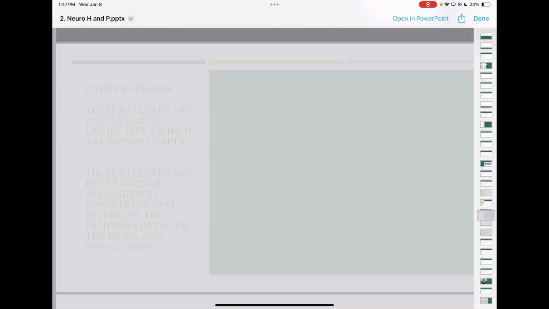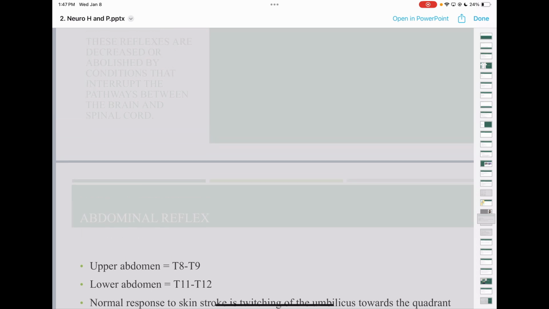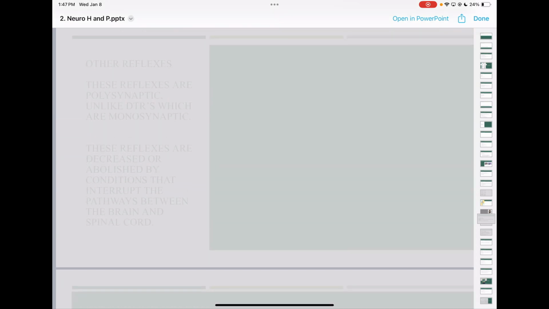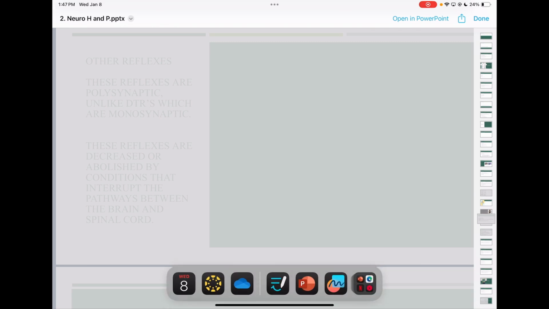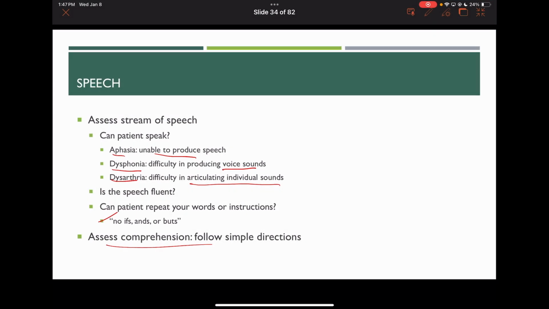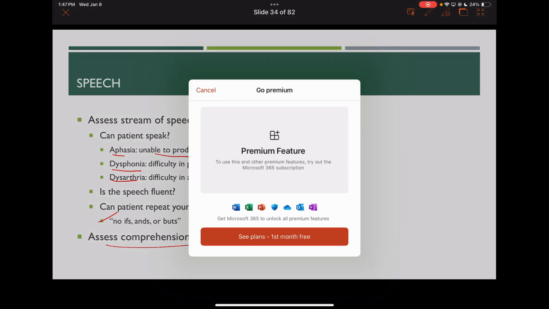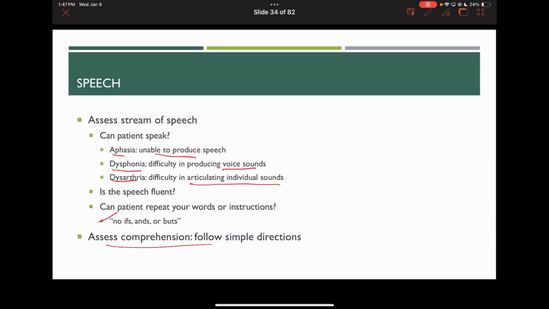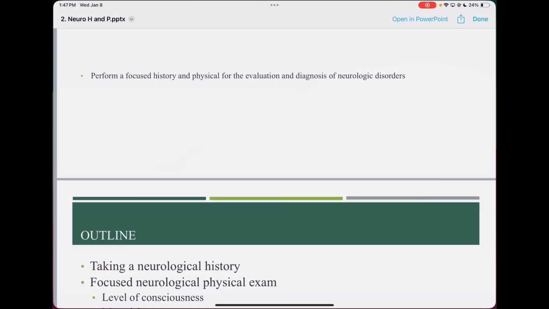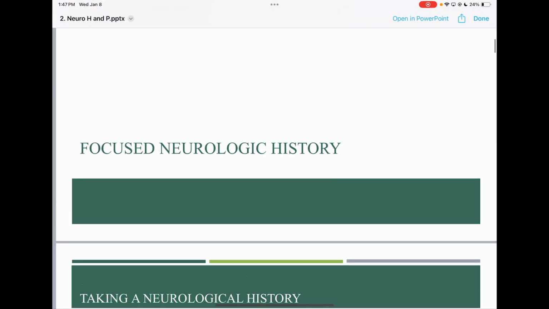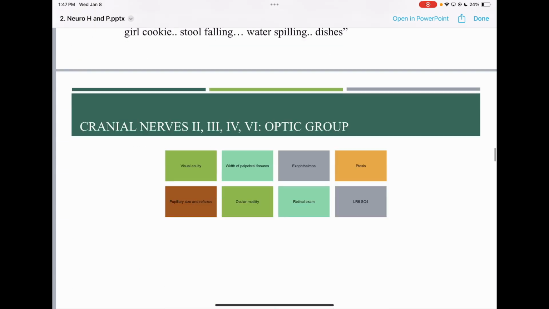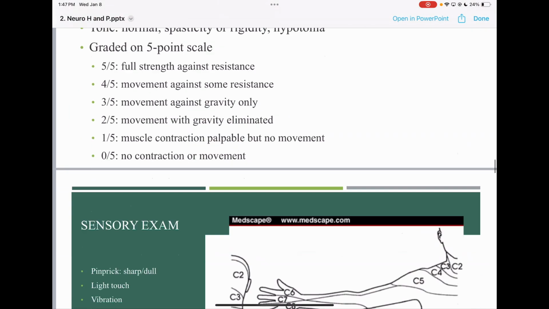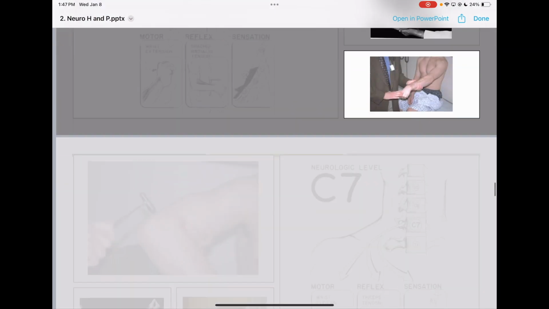And we have other reflexes. These are the ones you can't see, you can see on yours. But the big thing is, these are the ones that go to the brain and spinal cord. Let's see if anything is working again. Okay. I'll fix this stuff for next time.